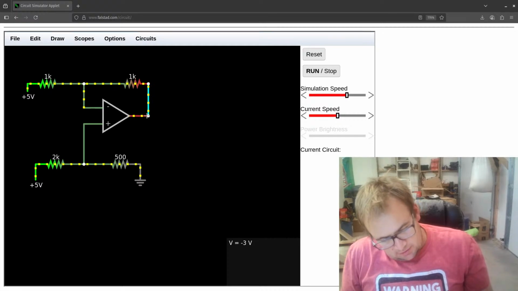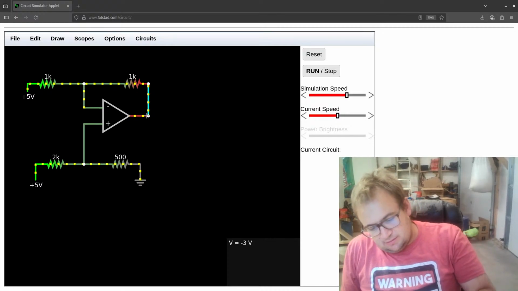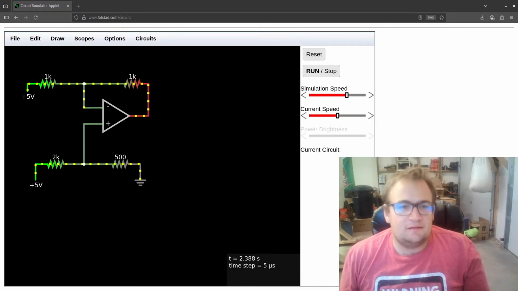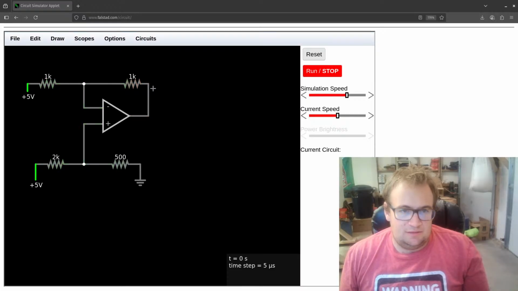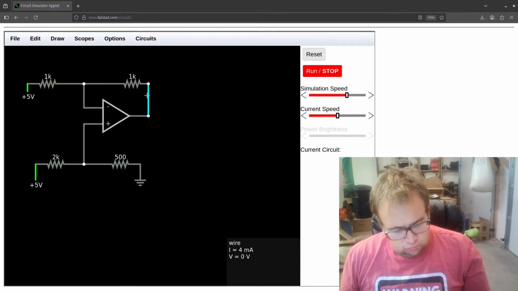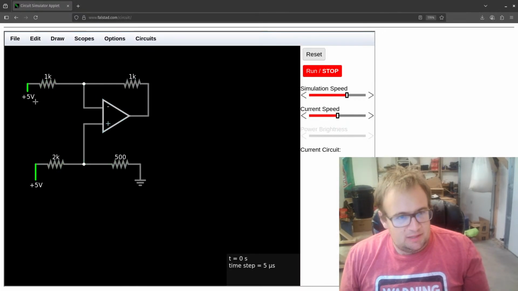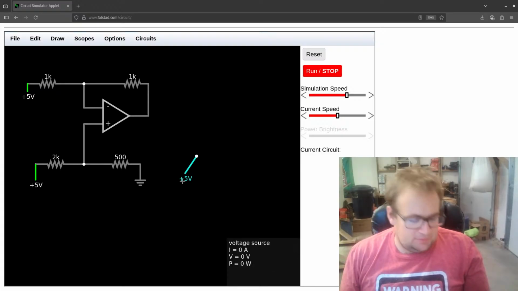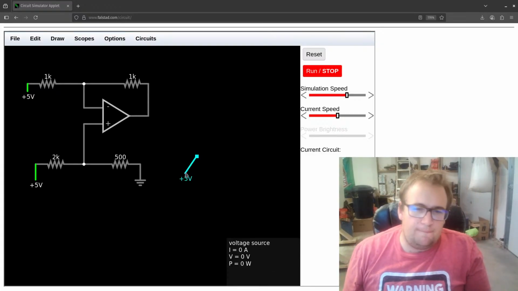So now we are going to do the summing inverter. I will stop this, reset. Keep that the same. And basically, oops, no.